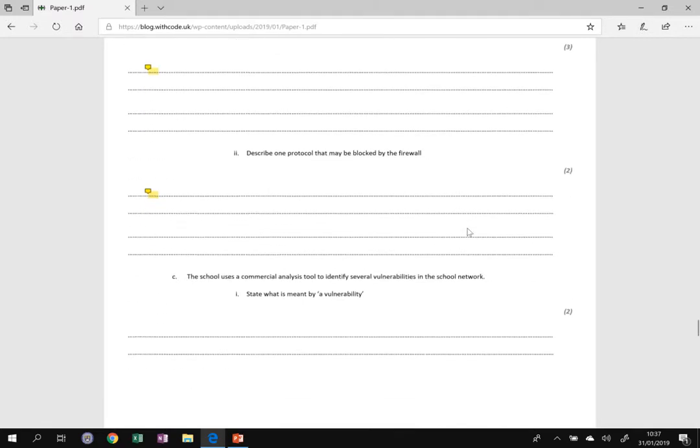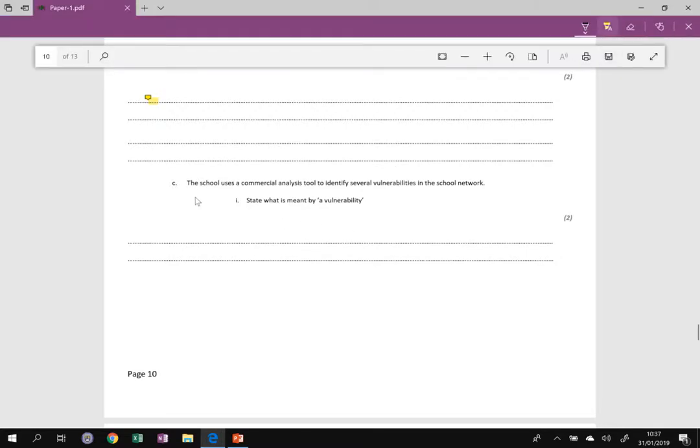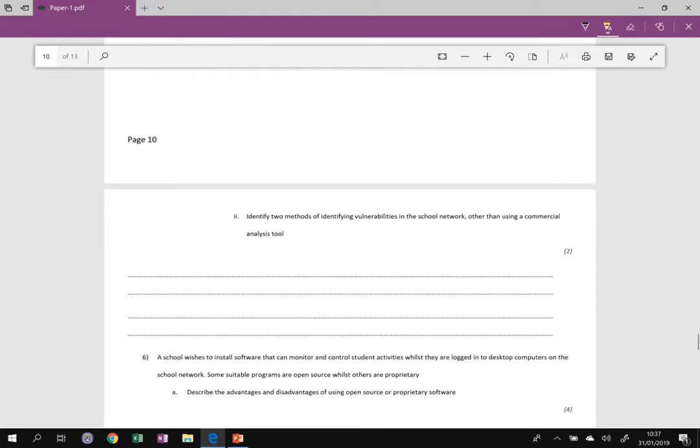All right, okay, so the next question, the keywords and command words here, let's highlight as we go through. The school uses a commercial analysis tool to identify several vulnerabilities in the school network. What is meant by a vulnerability? So have a look at the keyword activities in the link in the description to find out what we mean by a vulnerability. And identify 2 methods of identifying more vulnerabilities other than using a commercial analysis tool.